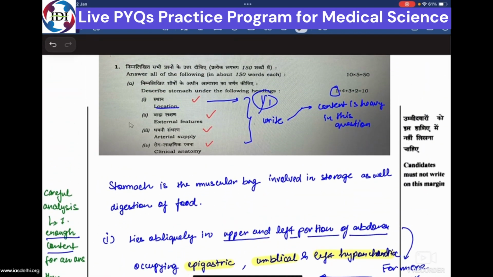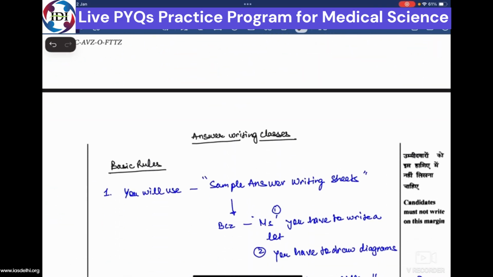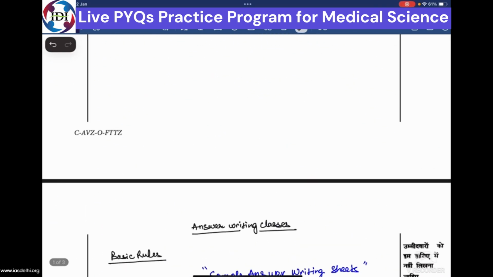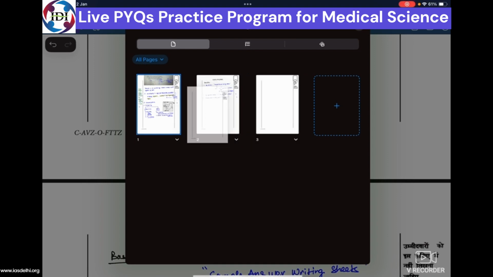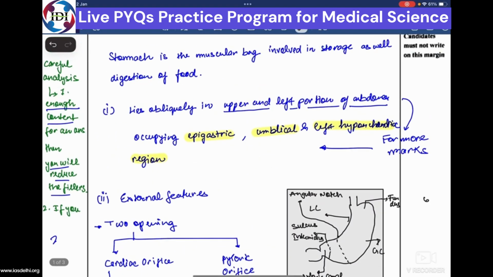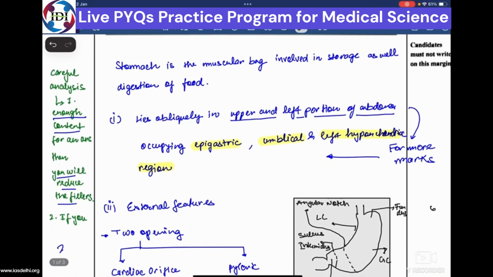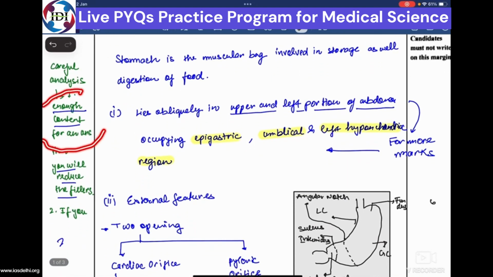Now coming to this question: describe the stomach under the following headings: location, external features, arterial supply, clinical anatomy. So it's a 10 marker question, so I'm considering it will be 2 pages, right? Let me add another page. Now you have to write a lot in this answer. Now what I'm saying is we have enough content.